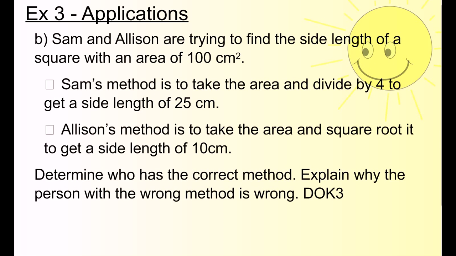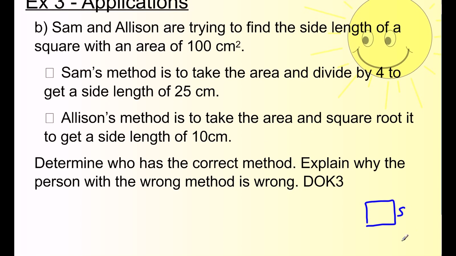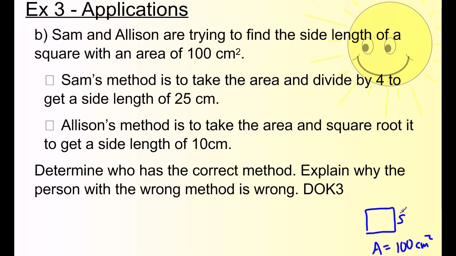Letter B. It says Sam and Allison are trying to find the side length of a square with an area of 100 centimeters squared. Of a square. So we have a square. They're trying to find the side length with an area of 100 centimeters squared. Okay. So this is what they're talking about.